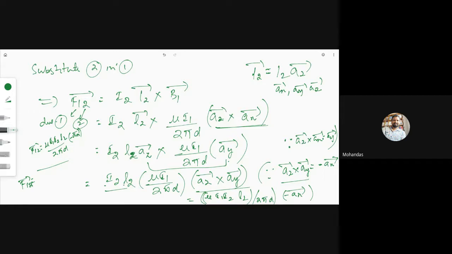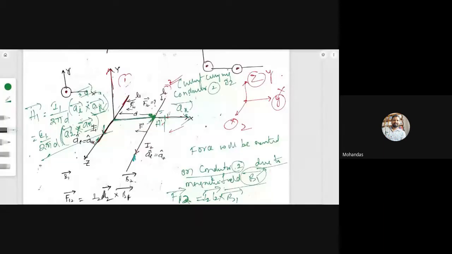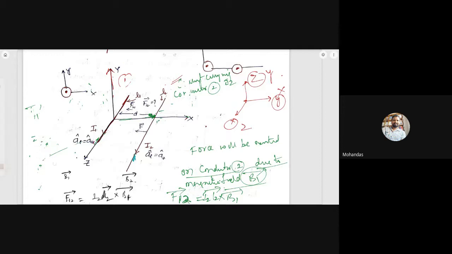What does this minus AX indicate? The minus AX indicates the conductor is trying to move. Now, F12 equals mu into I1 I2 L2 by 2 pi d, minus AX.